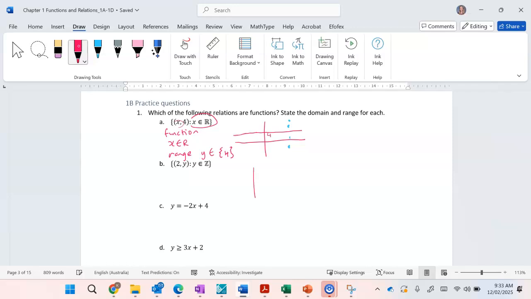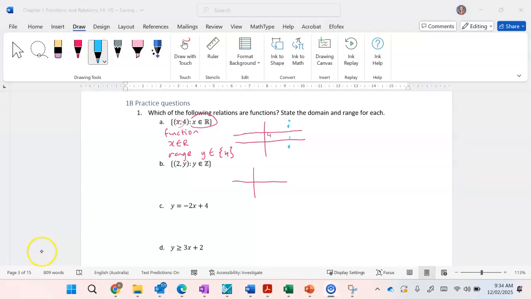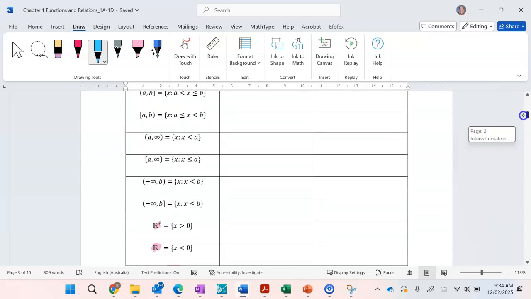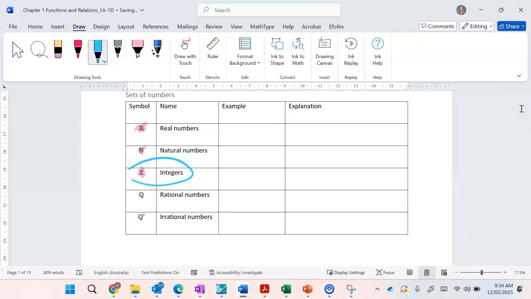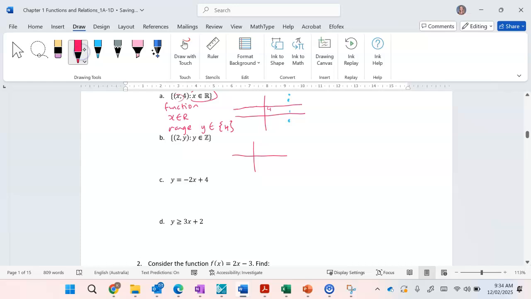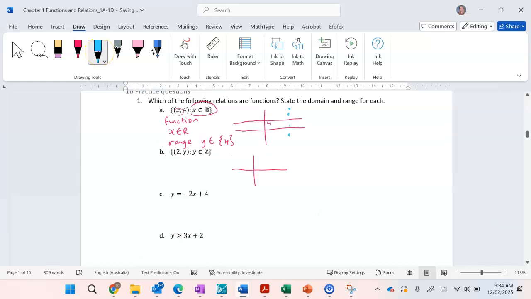All right, moving on to the next one. So we've got x equals 2, and it says y is an element of Z. Going back up here, Z is the integers. So an integer is just a whole number. Because it's a whole number, it's a little bit different to R. R is any value, whereas Z is just an integer. So if I'm going at x equals 2, we're just going to have dots, because y can only be integer values.